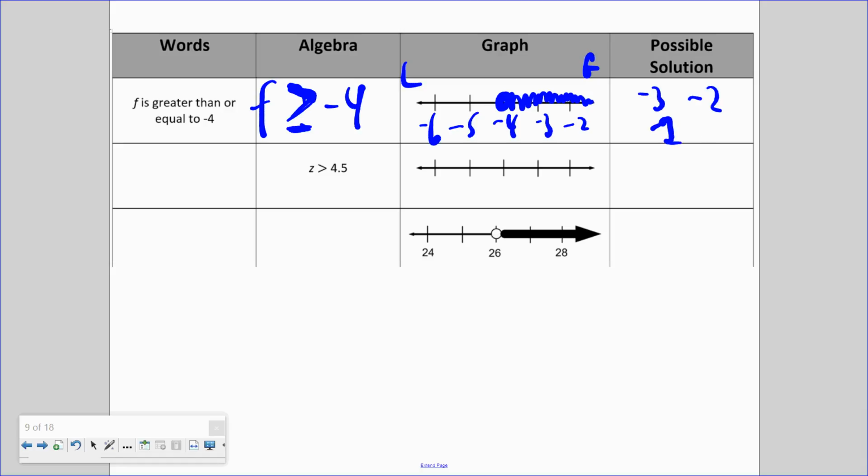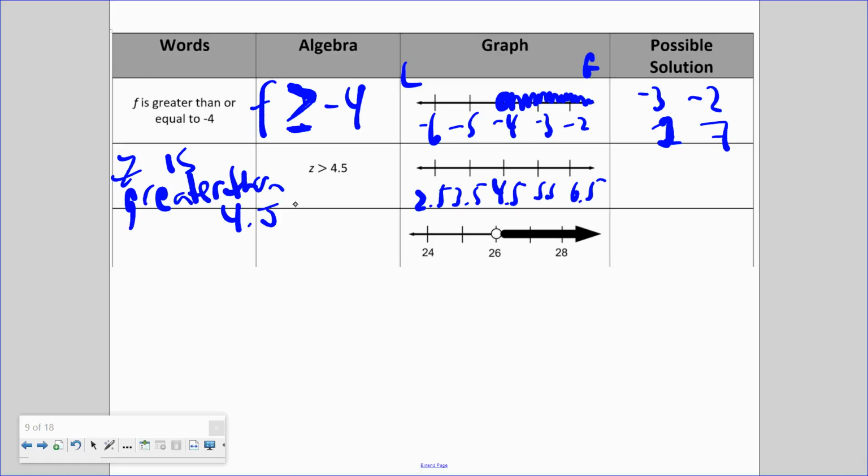Next one, 4 and 5 tenths, 5 and 5 tenths, 6 and 5 tenths, 3 and 5 tenths, 2 and 5 tenths. Z is greater than 4 and 5 tenths. So it has to be greater than 4 and 5 tenths. So all of these numbers are greater than 4 and 5 tenths. Least to greatest. But it doesn't say anything about equal, so open dot. So 5 and 5 tenths, 6 and 5 tenths. Oh, I should go back here and write -4 there.